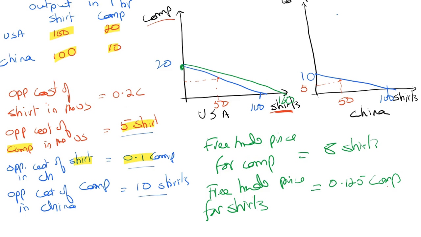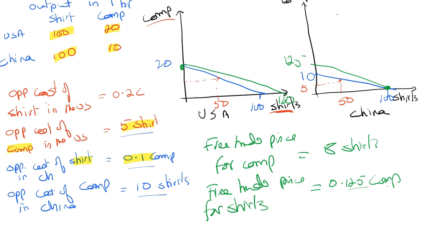Similarly, China is going to be focusing only on shirts. So they will be producing 100 shirts. If they were to export all these shirts, and for each shirt they can get 0.125 computers, then by exporting 100 shirts they can get 12.5 computers. So this line, the green line, is China's trade or consumption possibility frontier.